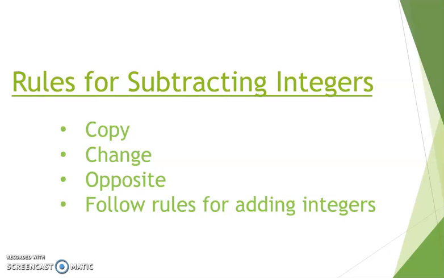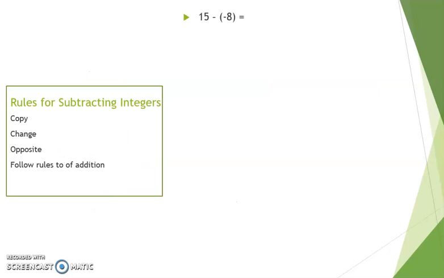These are our rules for subtracting integers. You want to first copy your first integer. You're going to change your sign from subtraction to addition, and then you're going to flip your second number to the opposite integer. And then you're going to follow the rules for adding integers, which is why it's important to be familiar with adding integers.